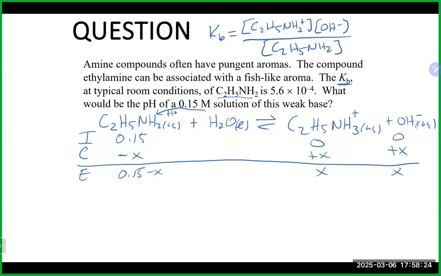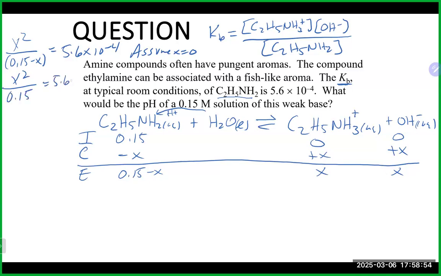We're going to then put that into our equilibrium expression. So that will give us X squared over 0.15 minus X equals our Kb value that was given to us, 5.6 times 10 to the minus 4. You could assume that X is approximately 0 here, and you'll get X squared over 0.15 equals 5.6 times 10 to the minus 4. We will multiply to the other side, and then afterwards take a square root.